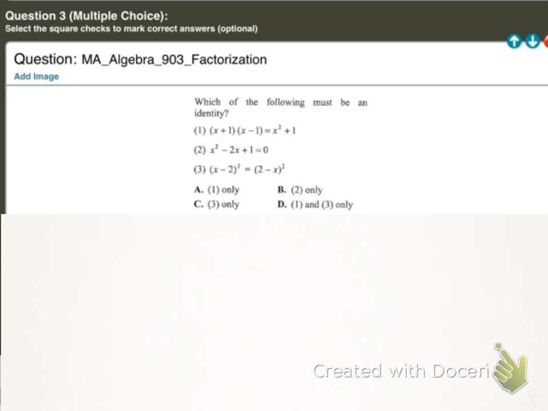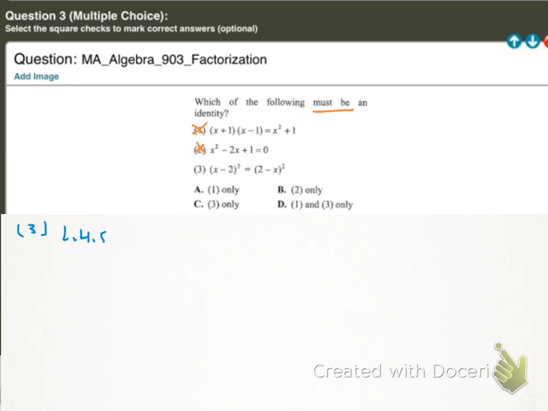Now let's take a look at question number 3. You want to know which one of these must be an identity. So if they're an identity, you can see that option 1 here won't be the case. Now in option 2, this won't be the case either, because it puts itself equal to 0, as if we were solving a quadratic. Now it doesn't have to be equal to 0 unless for particular values of x. So 2 is not an identity. So that leaves us with option 3.